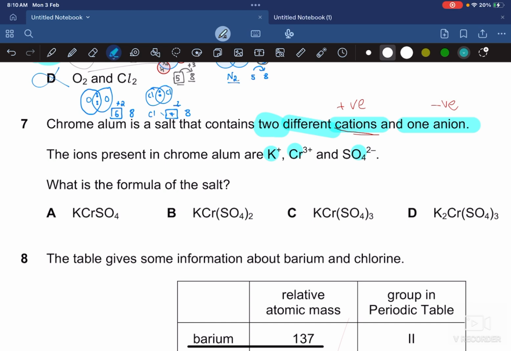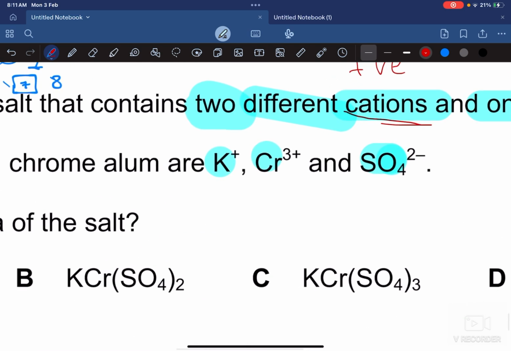Now we know that we have 2 different cations and 1 anion, and the 2 different cations are potassium and chromium, and the 1 anion is a sulfate ion. What is the formula of the salt? Now, important bit over here is, instead of looking at the options and confusing yourself and trying to figure out the right one, why don't you try it yourself? Instead of looking at the options, trust me, they're gonna confuse you. You yourself try it.